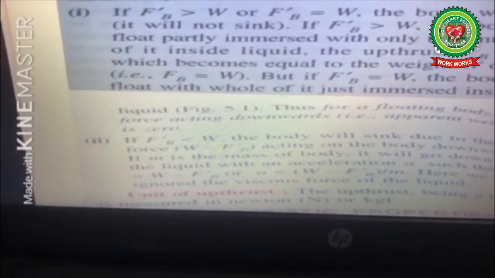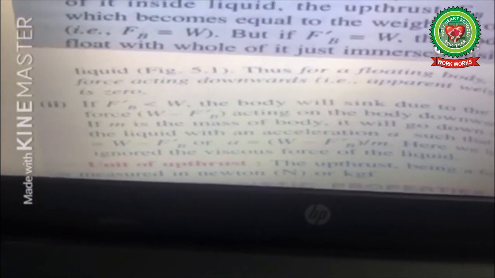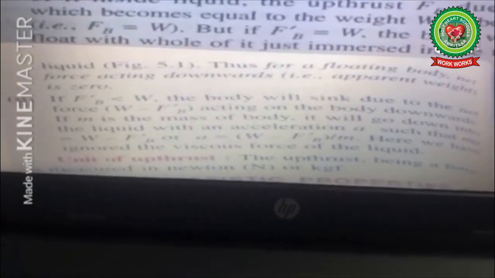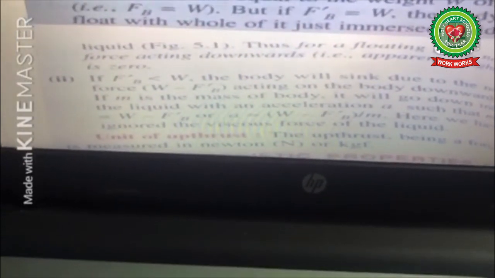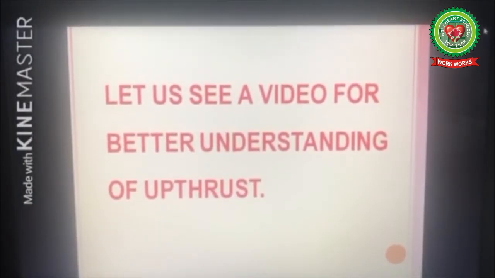If M is the mass of the body, it will go down into the liquid with an acceleration A, such that MA is equal to W minus FB, or A is equal to (W minus FB) by M. Here we have ignored the viscous force of the liquid. Unit of upthrust. The upthrust, being a force, is measured in Newton or kgf. This was the reading of the topic.